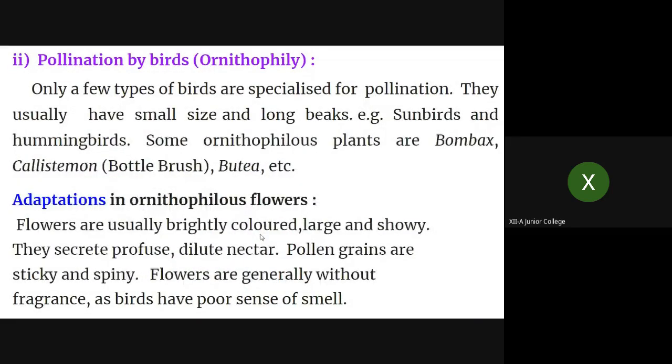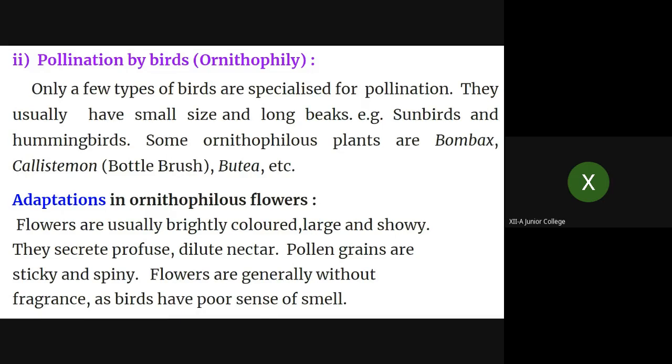Next type of biotic agent is birds. When the pollination takes place by the agency of birds, that is called ornithophily. That means pollinating agents are birds, and for that, very specific adaptations are seen in case of birds as well as flowers. The birds are very small in size with a long beak, and the flowers are also arranged in such a way, that means the tubular structure of the flower is there, so that the beak can reach the basal part where the nectary glands are present.